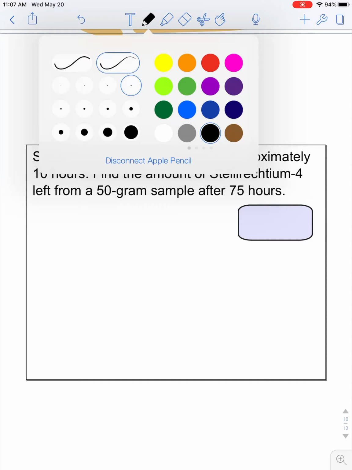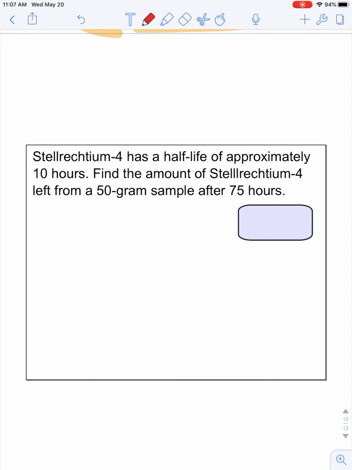Okay, this says that Strelicium 4 has a half-life of approximately 10 hours. Here's your key: half-life. This other thing doesn't matter. Don't use that number in your problem. That's just telling you the name of the substance. So it has a half-life of approximately 10 hours. Find the amount left from a 50-gram sample after 72 hours.